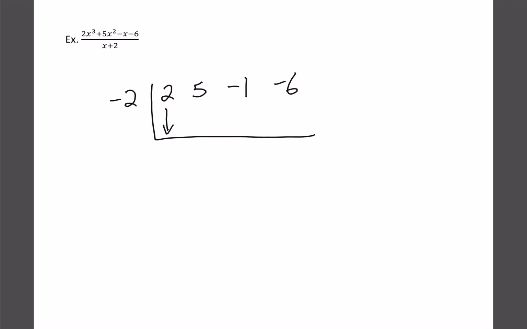So the process again: carry down a 2, multiply. Negative 2 times 2 would be negative 4. Add those. 5 plus negative 4 is positive 1. Let me erase that.